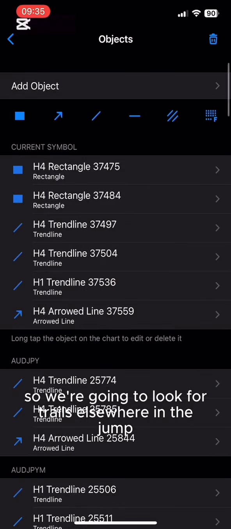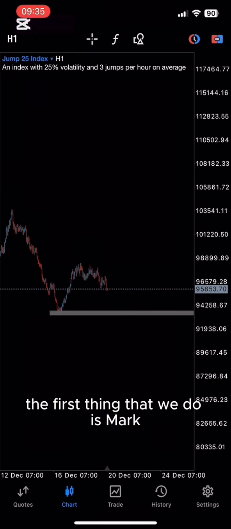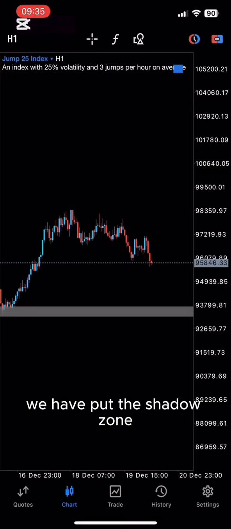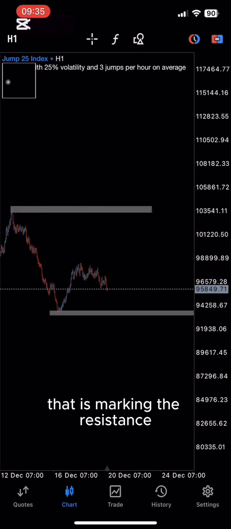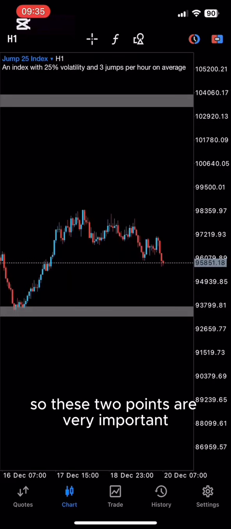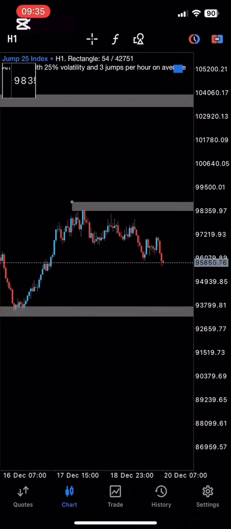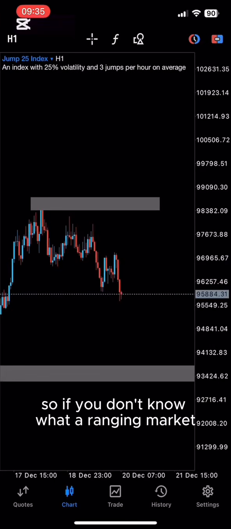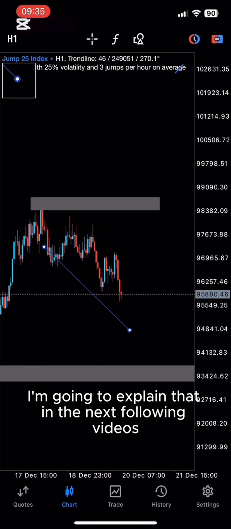So we're going to look for trades elsewhere in the jump 25. So the first thing that we do is mark the areas of confluence, that is the support line where I've put the shadow zone, and then I put another shadow zone that is marking the resistance. So these 2 points are very important because they mark the points where the market will reach in a ranging market. So if you don't know what a ranging market is, I'm going to explain that in the following videos.